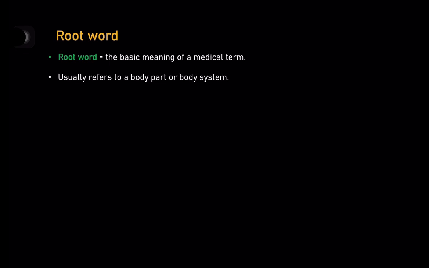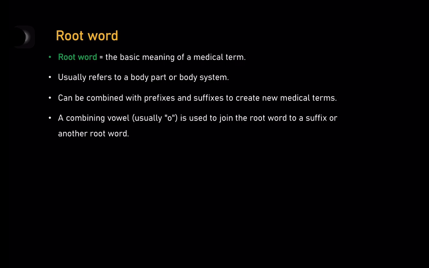Now let's look at each of these terms, the root words, the prefixes, and the suffixes, and learn some common terminology that comes under each category. So we know what the root word means. It's the middle word, the basic meaning of a medical term. It refers to the body part or to the body system. Root words are combined with prefixes and suffixes to create new medical terms and give meaning to them. And these words are generally combined with a vowel like O to a suffix or to another root word.